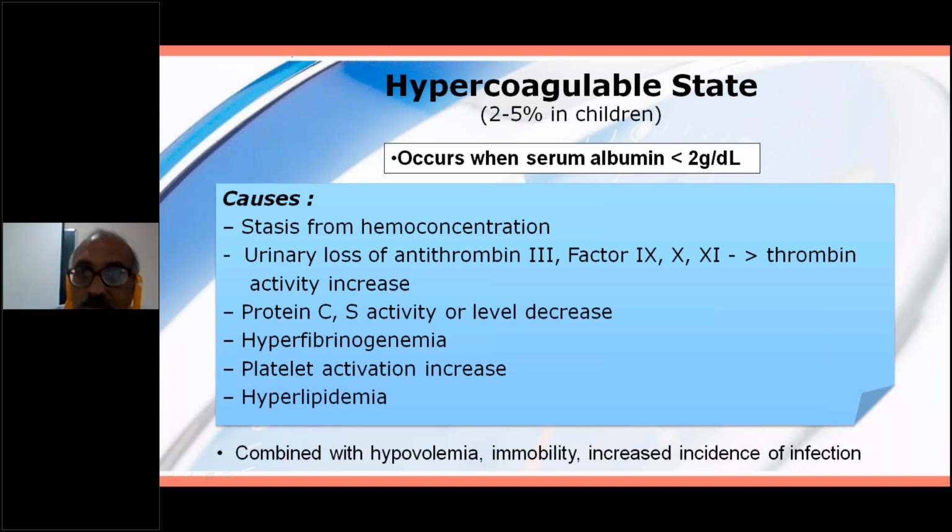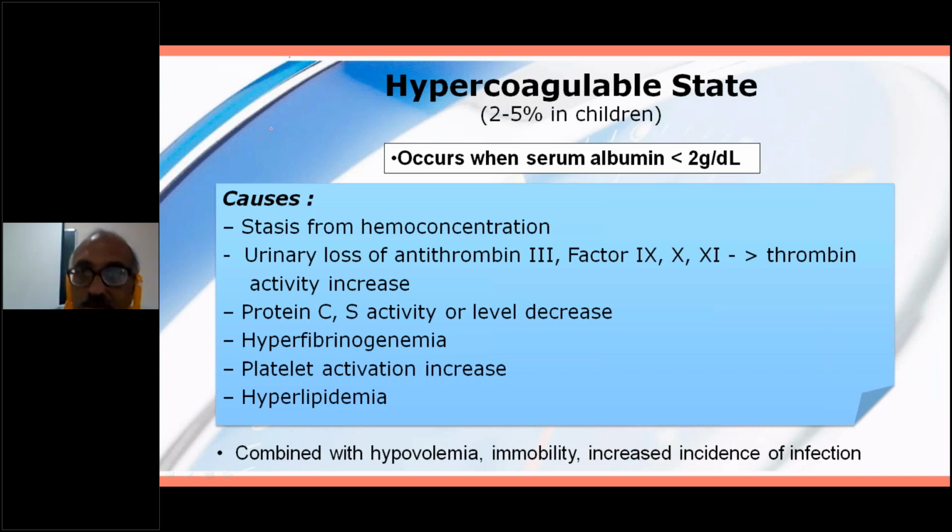As I said, losses of antithrombin 3, factor 9, 10, 11, and in the absence of these, thrombin activity increases. And the fibrinolysis process is also affected because of the loss of protein C, protein S, and their activity levels decrease. There is hyperfibrinogenemia, maybe relative or real. Platelet activation is also increased, and all these will lead to hyperlipidemia. Hyperlipidemia itself may cause hypercoagulability.